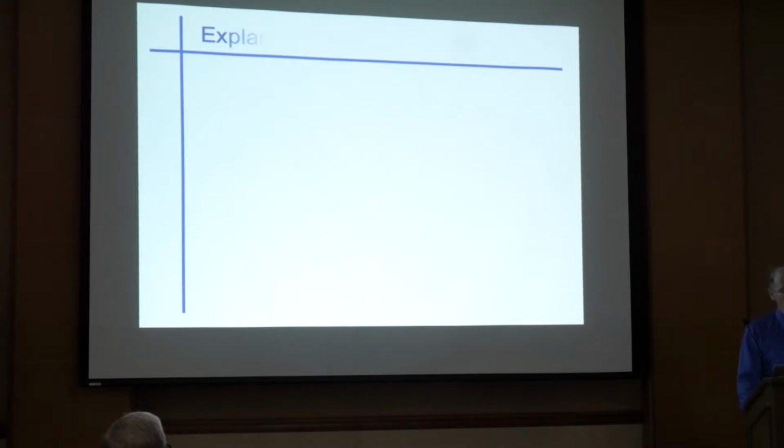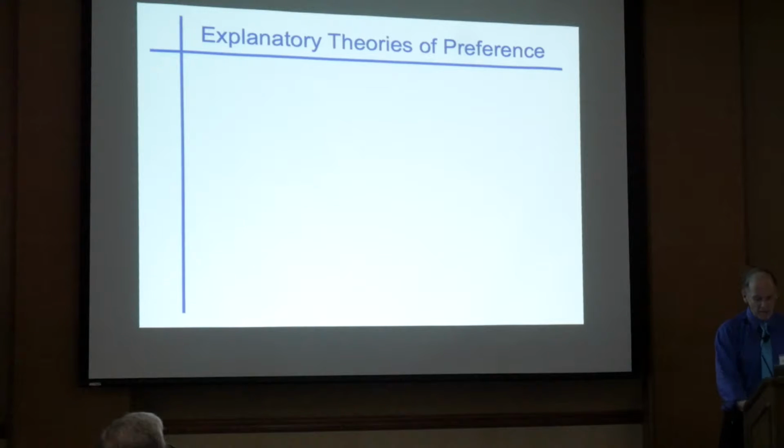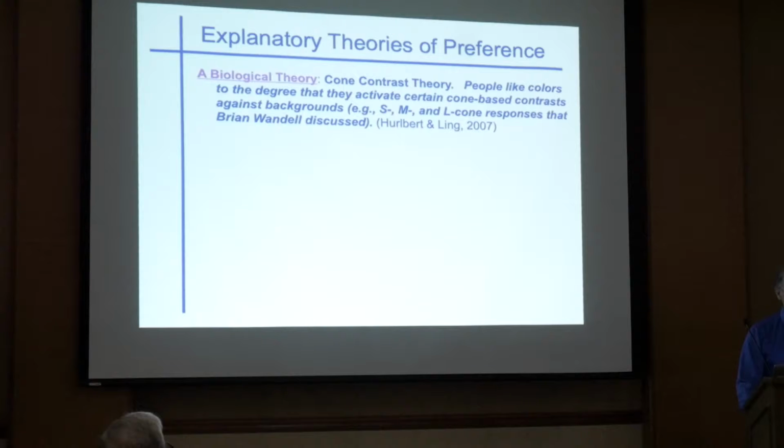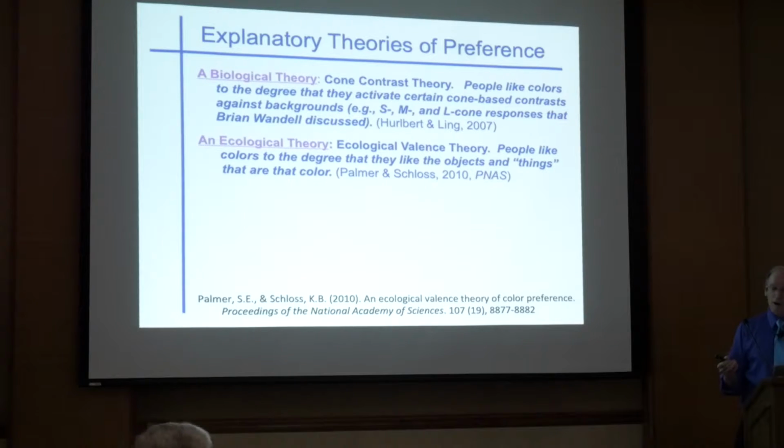So we figured out a way to do, well, I should get ahead. You can have different kinds of theories about why you get the preferences you do. A biological theory based on cone contrast was presented by Herbert Ling and others: there's just something about the excitations of different cone contrasts, representations in the early visual system, that for whatever reason are more or less liked. That's possible. But my driving notion became an ecological approach.